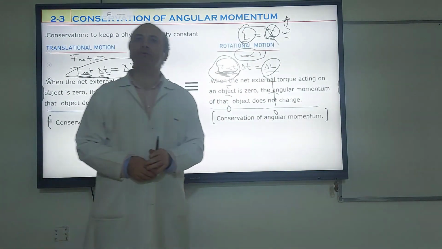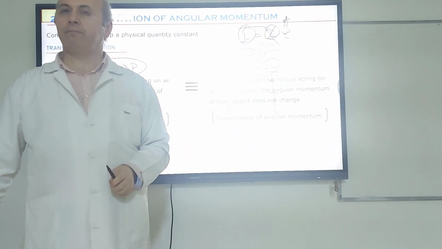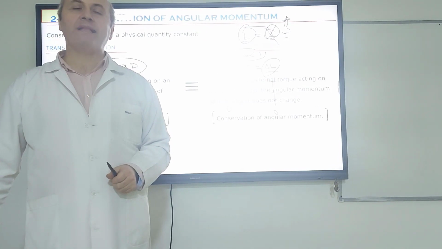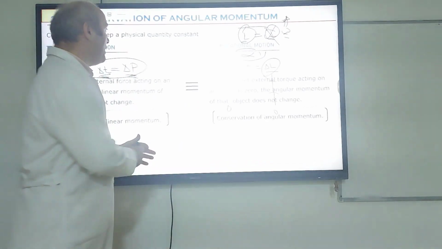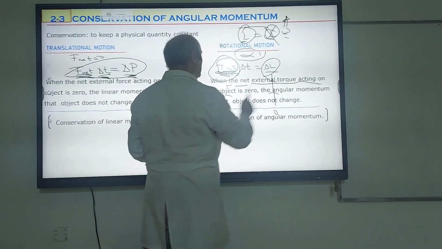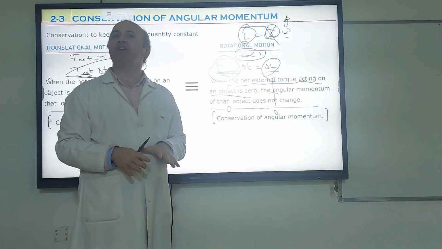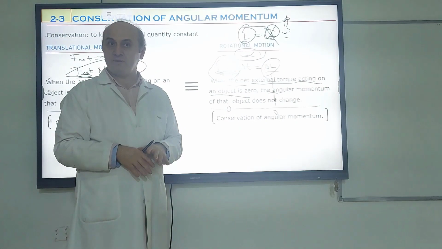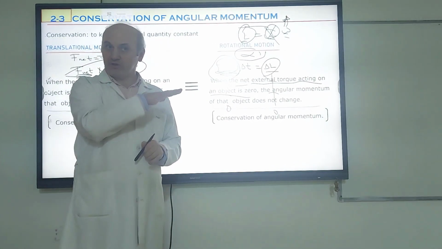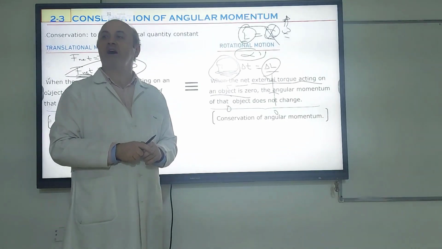How can you keep angular momentum constant for a rotating system? By making the net external torque 0. Whenever the net external torque acting on an object is 0, the object's angular momentum does not change and stays unchanged. If torque is 0, net torque is 0, angular momentum will stay unchanged, it will stay constant.